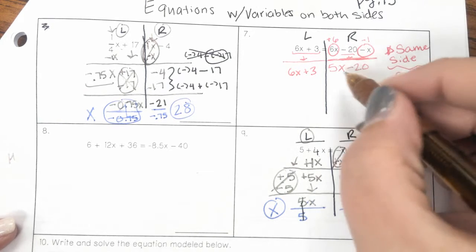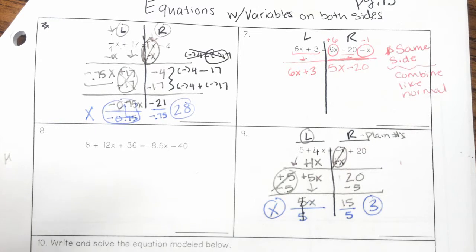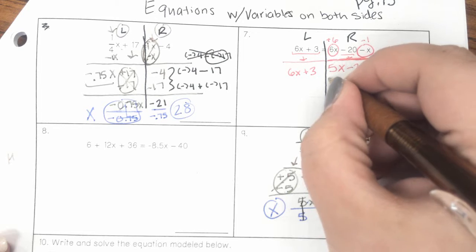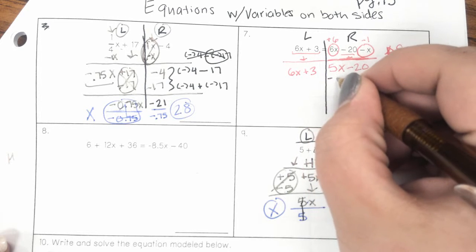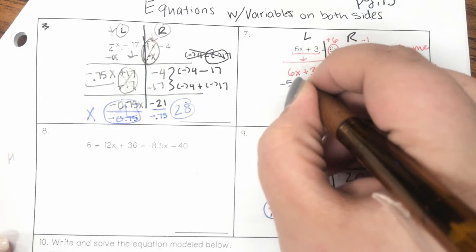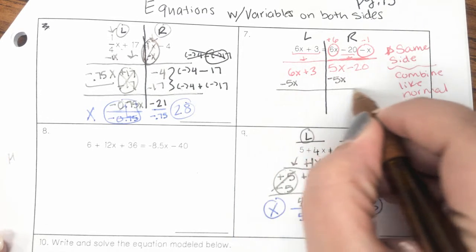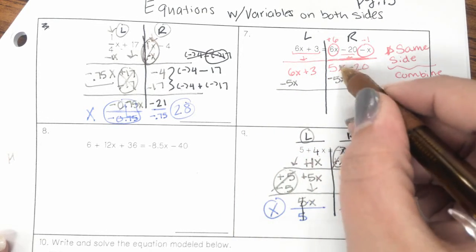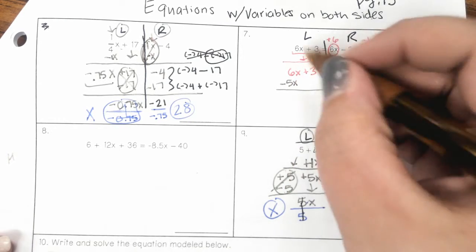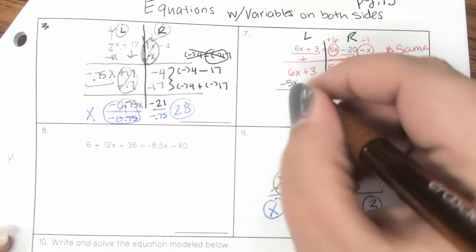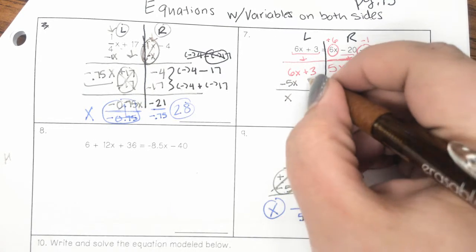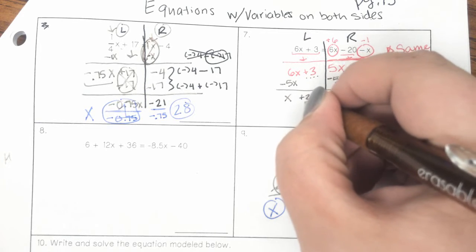If you're following my advice, you're going to move 5x because it's the smaller amount of variables. To move 5x, you're minusing, because this is a positive 5x, you're minusing 5x from the right side and from the left side. I wrote the thing that has the x's underneath the thing that has the x's on both sides. On the left, 6x minus 5x leaves us with 1x, or just x, and we still have a plus 3.